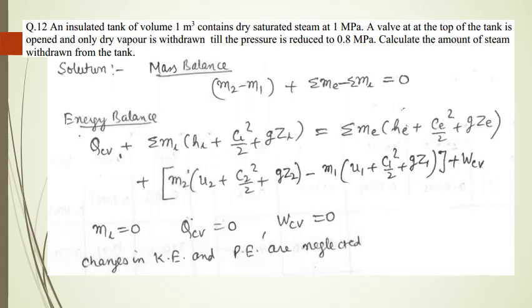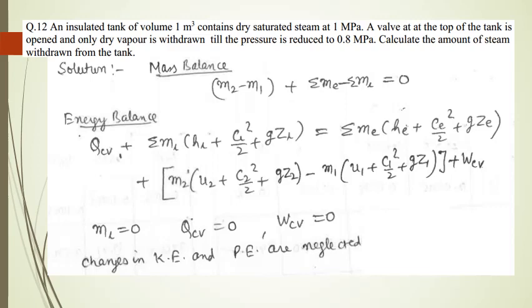So now mass balance equation, M2 minus M1 plus Me minus Mi is equal to 0. Now there is no inflow of mass, so Mi is going to be 0. The mass is only withdrawn, and that too is the single stream, means at only one point we are withdrawing this steam. So basically there will be no summation sign involved.